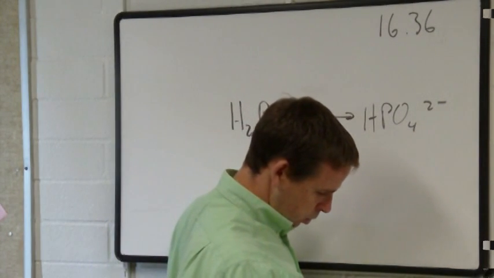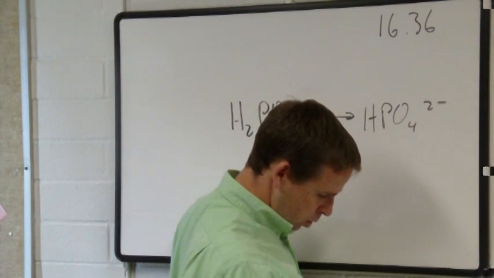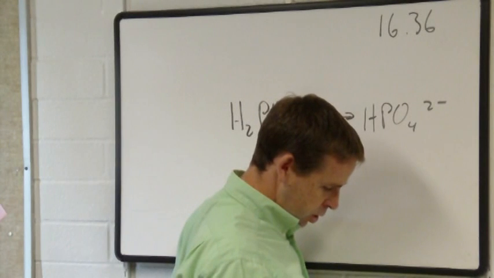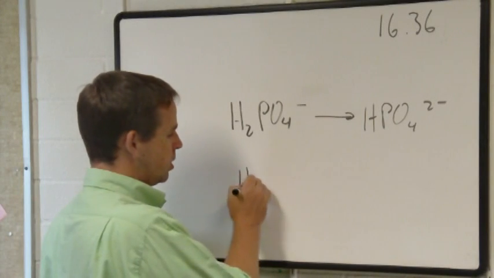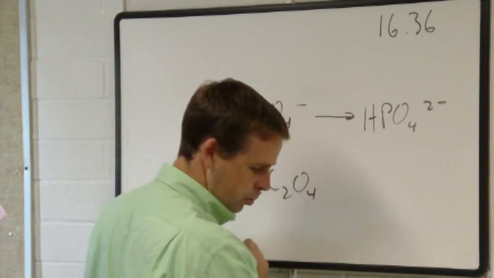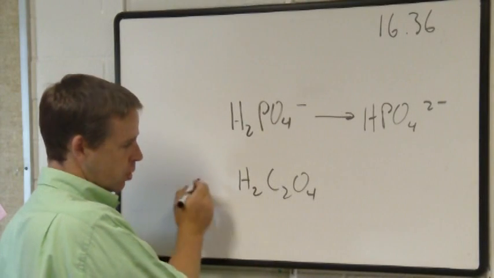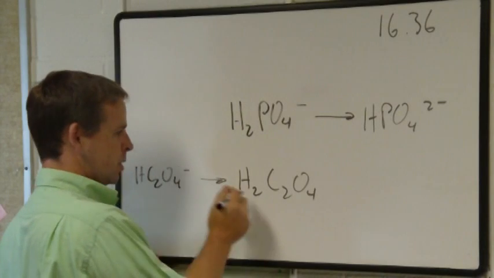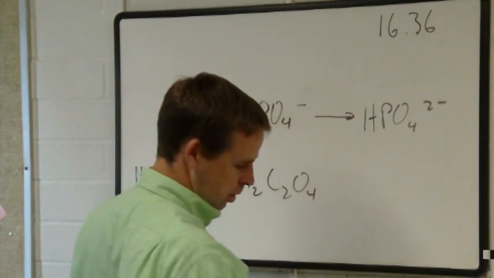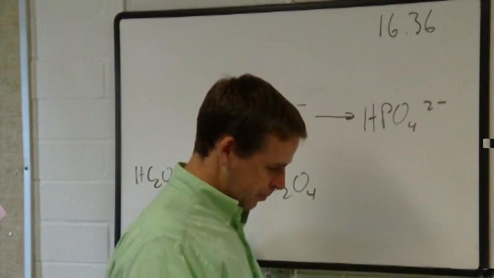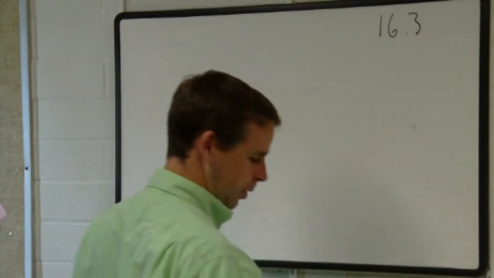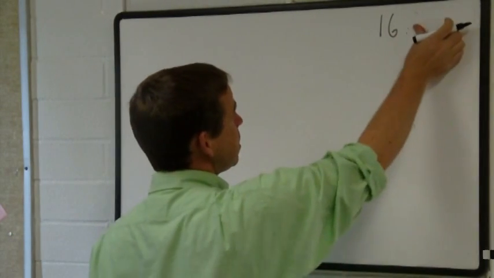All right, HIO3 goes to IO3 minus. HIO3 is the conjugate acid. HC2O4 minus goes to H2C2O4. Sorry, no minus there, just H2C2O4. HC2O4 minus is the conjugate base, and H2C2O4 is the conjugate acid. All right, that's that pair. Oops, that was 1638. Now 1640.